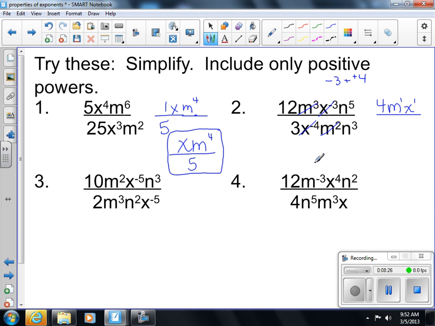And then I have my n's. What do I do with my powers? And I get n to the second, very good. So do I even need my bar, my division bar, quotient mark? No. So my final answer is 4mx n to the second.